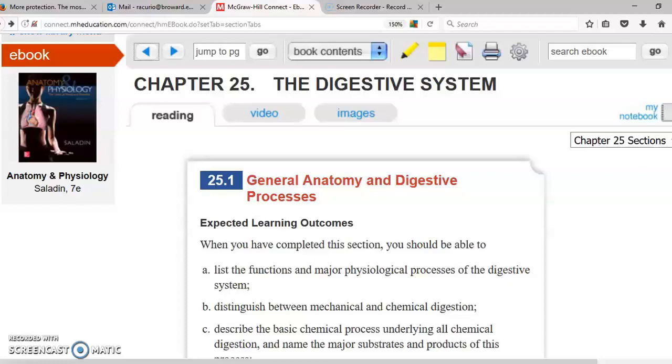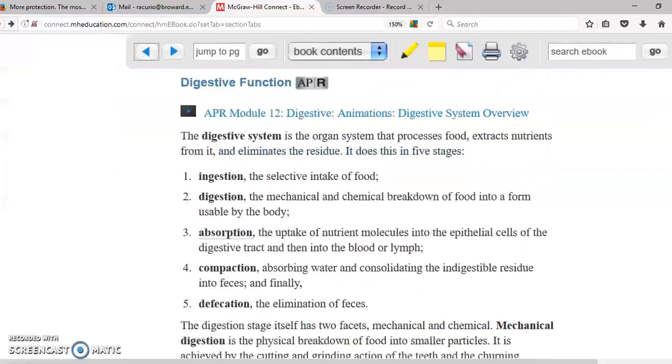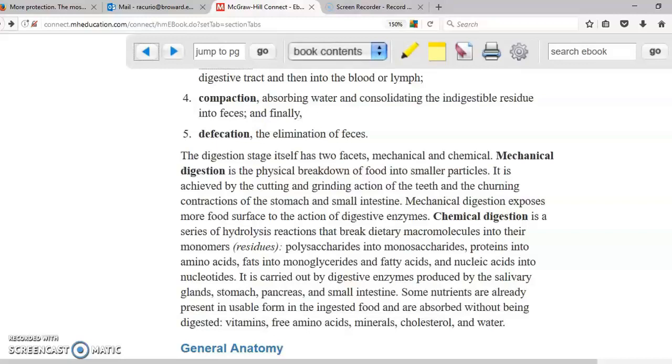Okay, this chapter is the digestive system. We scroll down, we can see here the functions of the digestive system: ingestion, digestion, absorption, compaction, and defecation. First step in digestion most of the time is mechanical digestion and chemical digestion. There are the two main kinds of digestion.